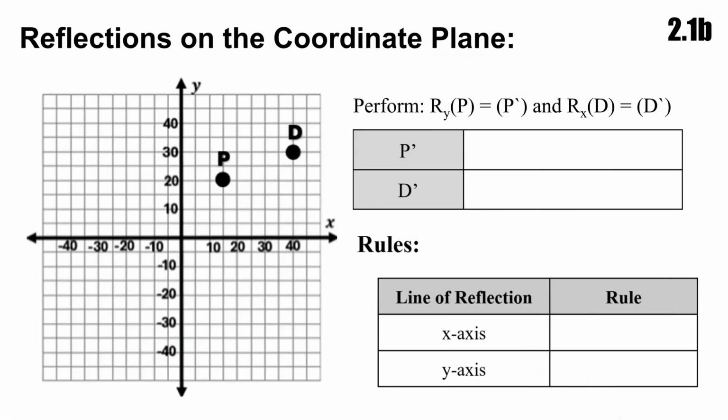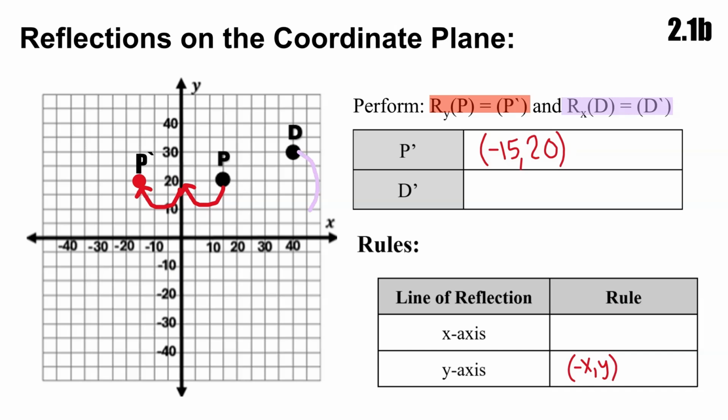In every reflection, the preimage and image are the same distance from the line of reflection. Point P is 15 units right from its line of reflection, which is in this case the y-axis. This means that the image, P', will be 15 units left from the line of reflection. P' will be at -15 and 20. The rule for reflection across the y-axis is -x, y.